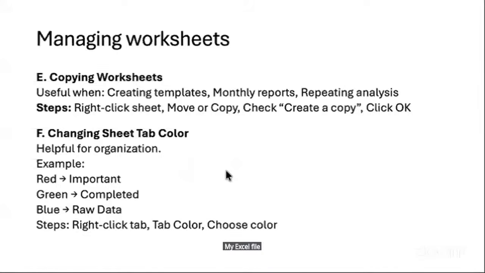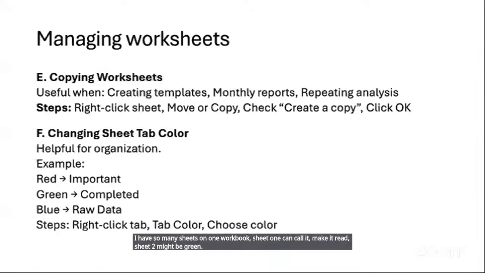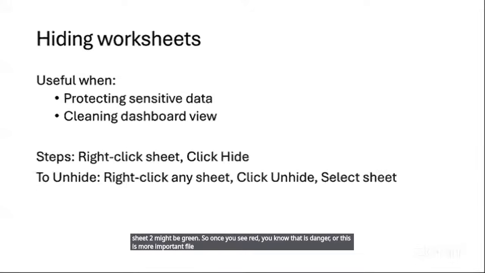Then changing the color, why do we need to change? I have so many sheets in one workbook. Sheet 1, you can make it red. Sheet 2 might be green. So once you see red, you know that this is danger or this is a more important sheet than sheet 3 and sheet 4, etc.